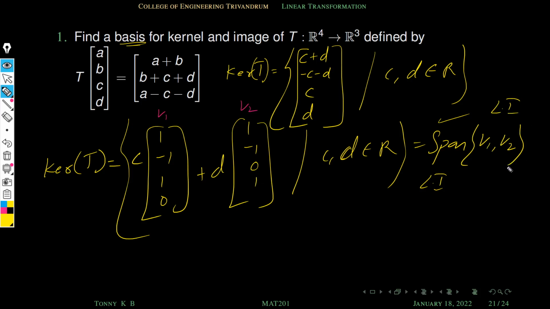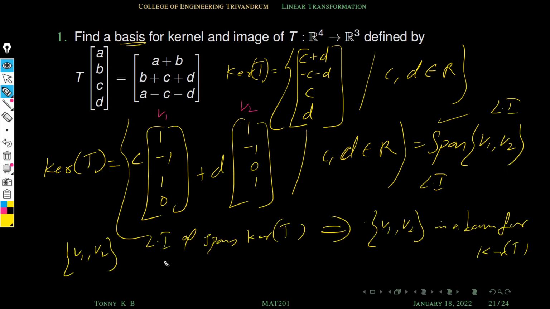So what is our conclusion? This set is linearly independent and spans the kernel of T. So that's why this set is a basis for the kernel of T. So now we have one basis for the kernel of T. So the first part is over. Next we have to extend this set in such a way that the new set is a basis for R4.